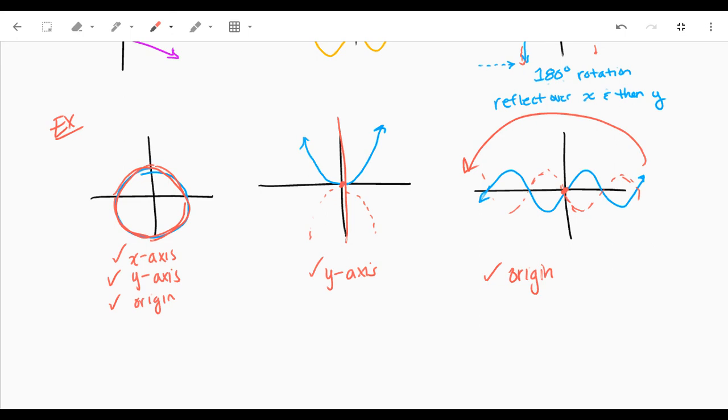Let me see here. Okay. Determine if graphs, evaluating a piecewise defined function. Let me get that one for you.